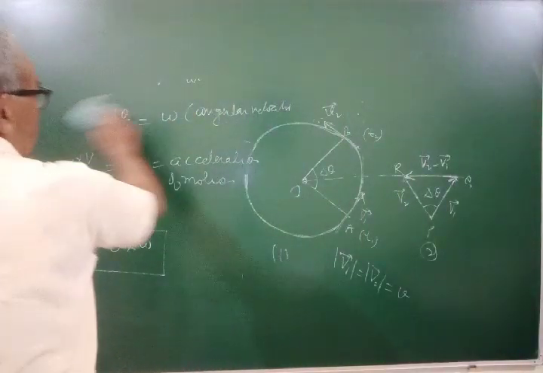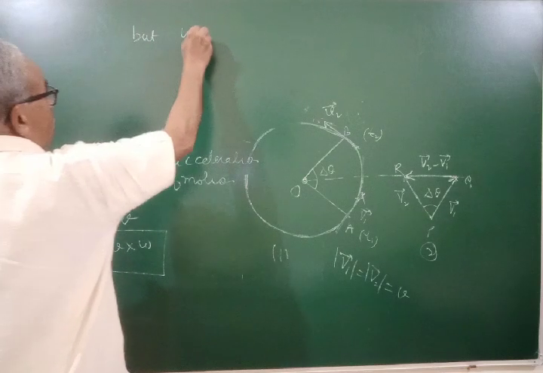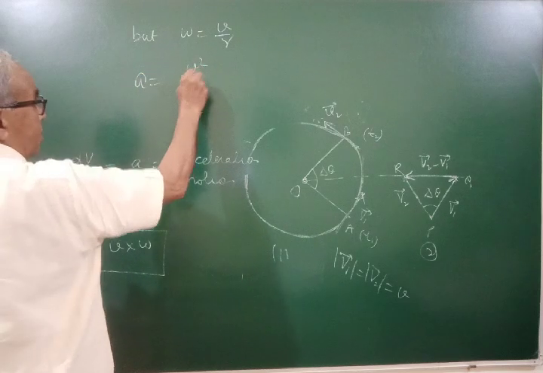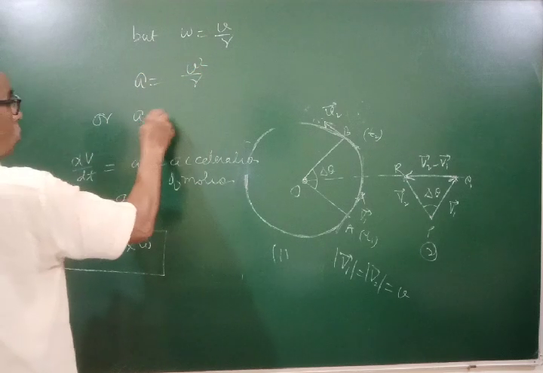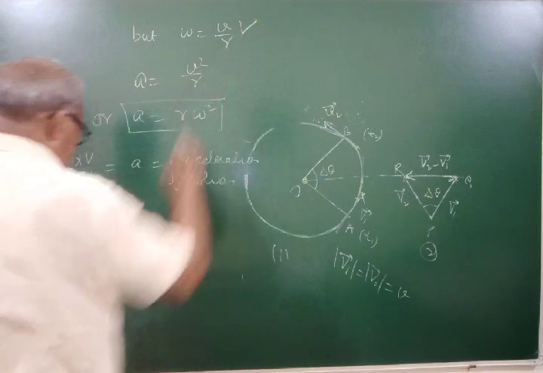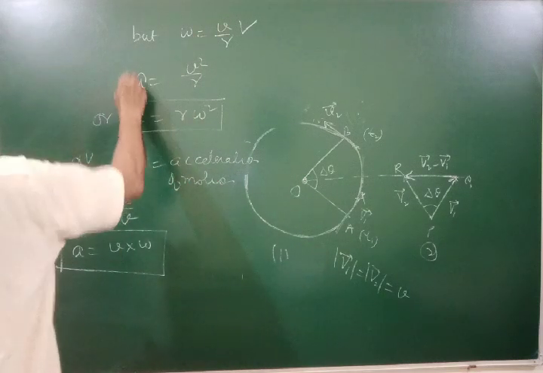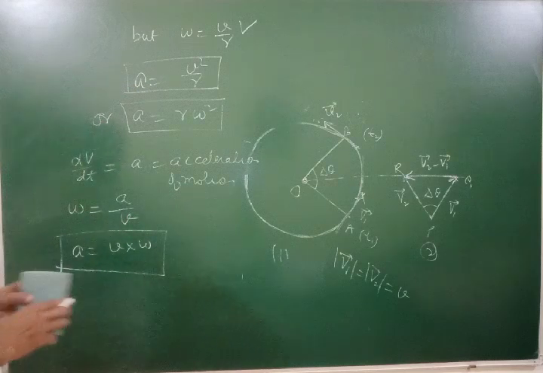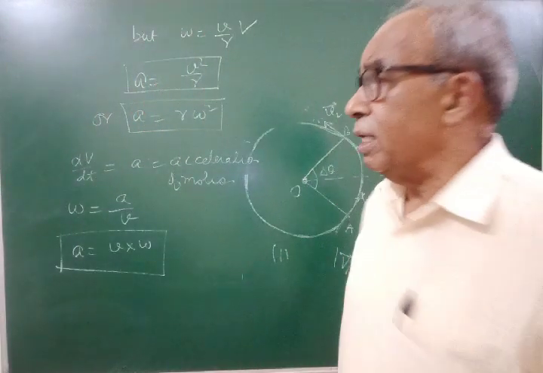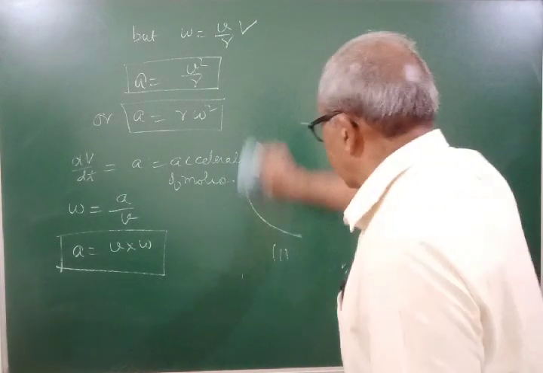But we know omega equal to v by r. So a equals v square by r, or a equals r omega square. Using this relation, we get a equal to v square by r. Here a is the instantaneous value of acceleration, the magnitude of instantaneous acceleration. The direction of acceleration is towards the center.